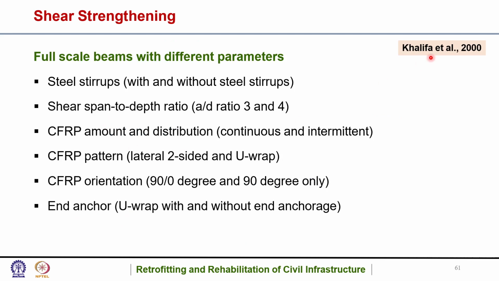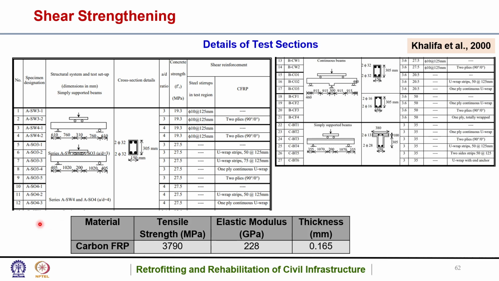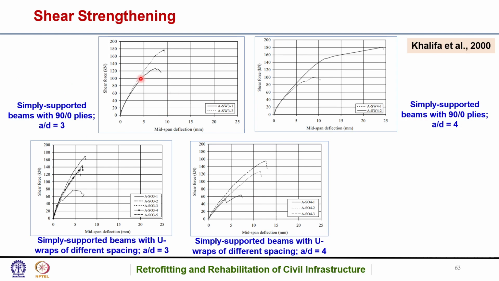One more study was done by Khalifa in 2000. They tested full-scale beams with different parameters: with and without steel stirrups, shear span to depth ratio a/d of 3 and 4, CFRP amount and distribution, continuous and intermittent, CFRP pattern, lateral two-sided and U-wrap, CFRP orientation 90 degree and 90 degree only, and end anchorage, U-wrap with and without end anchorage. These were the details of the test sections as provided in that research paper, and these were basically the results.